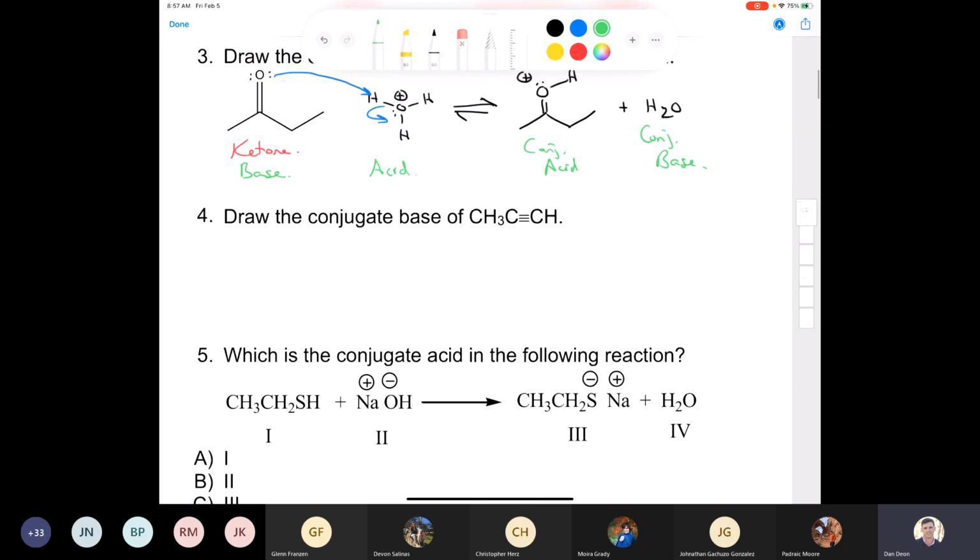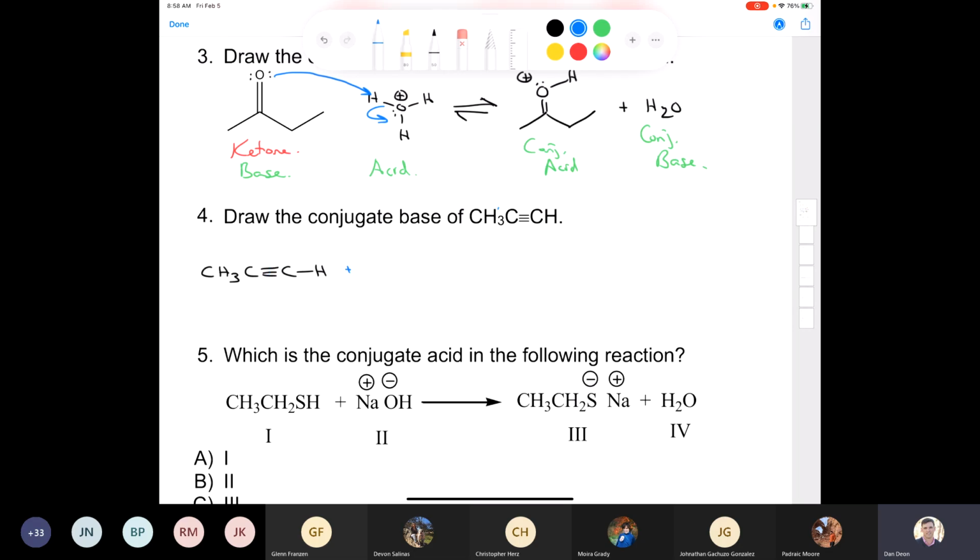Next one says draw the conjugate base of this molecule. So this is called propyne. Anyhow, if we want to draw the conjugate base, it's going to lose a proton, right? So if we were to put this in a really strong base, I'll just use a generic B for now. But if we were to take this compound, and remember that the protons on the CH3, those have a really high pKa, right? They have a pKa of around 50. This one is on the sp hybridized carbon directly attached to it. It's got a pKa of around 25, right?